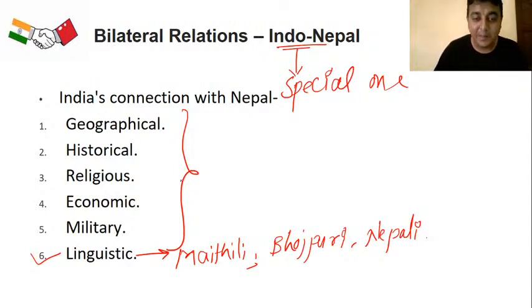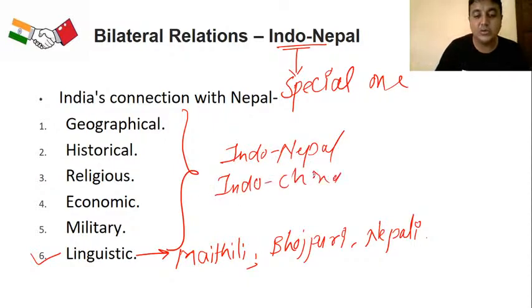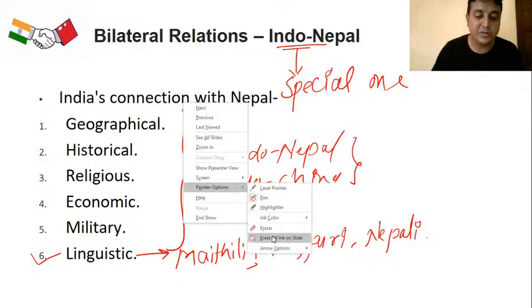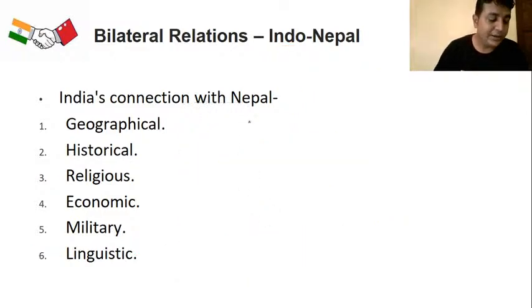Joke. But here, if we consider Indo-Nepal, and at the same time Indo-China, do you really think we are giving the same treatment to both? Same treatment? No. Clear? So because of these geographical, historical, religious, economic, military and linguistic factors, India is having a special relation with Nepal. Clear up to this point? Everyone clear?